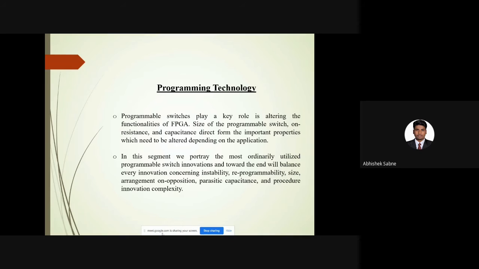Programmable switches play a key role in altering the functionality of FPGAs. The size of the programmable switches, their resistance and capacitance, are important properties which need to be altered depending on applications. There are three types of programming technology. First is SRAM programming technology, second is anti-fuse programming technology, and third is floating gate programming technology.